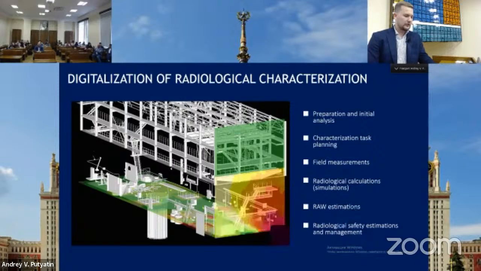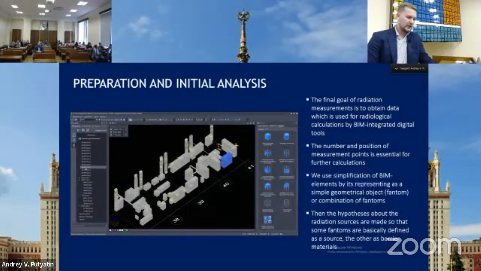Performing radiological characterization requires another set of technologies combined with certain procedures, starting from preparation and initial analysis to radiological survey, estimations, and simulation. Here, I will show you these processes step by step. Preparation and initial situation analysis. It's quite obvious that the final goal of radiation measurement is to obtain data for subsequent calculations, which in our case are carried out with a BIM integrated radiation calculation digital tool.